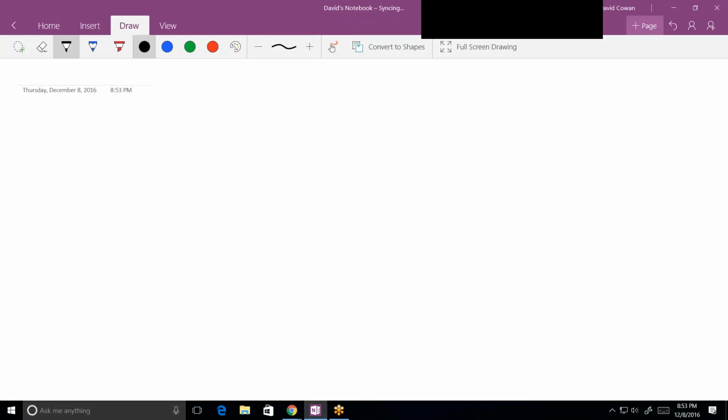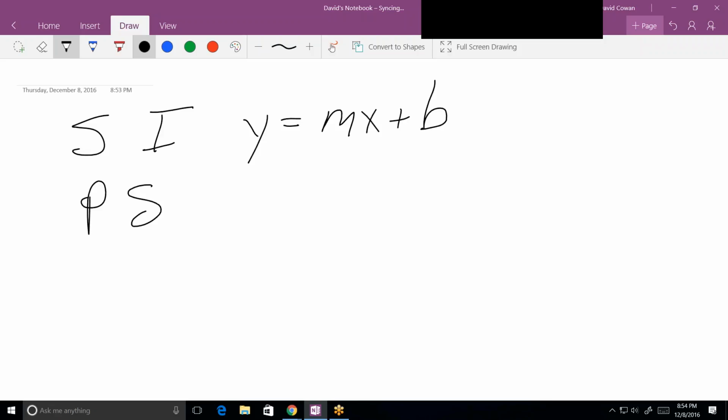Absolutely. In fact, let me write all three formats, because at some point you're going to learn all three. Slope-intercept is y equals mx plus b. Point slope is y minus y sub 1 equals m times x minus x sub 1.